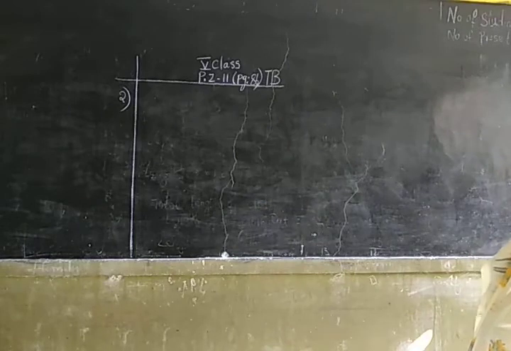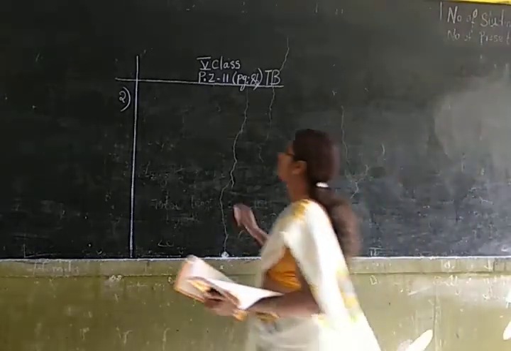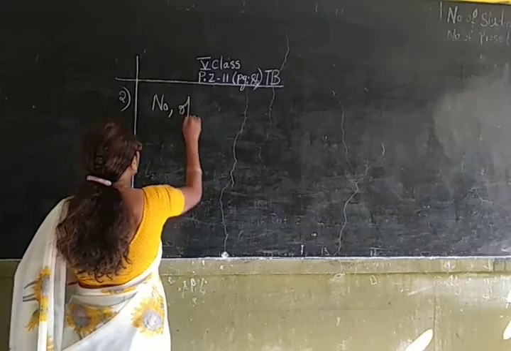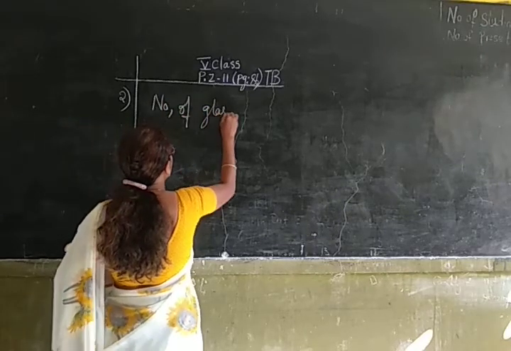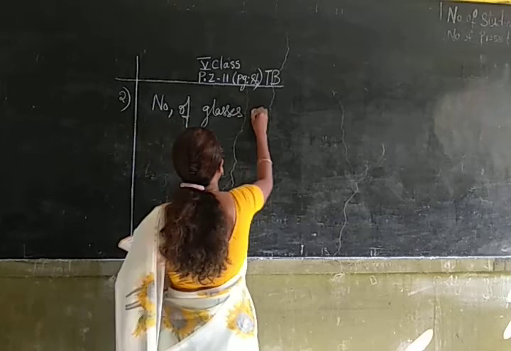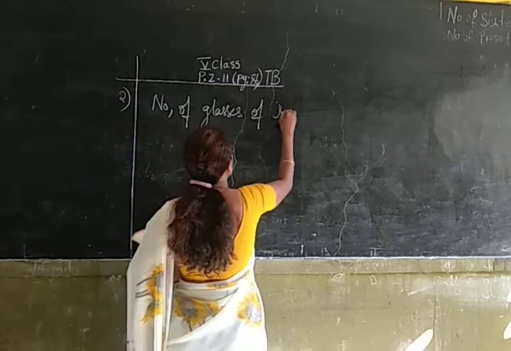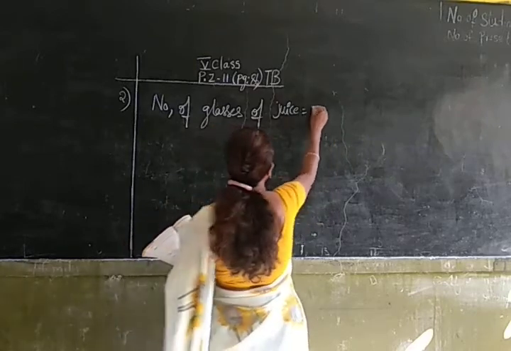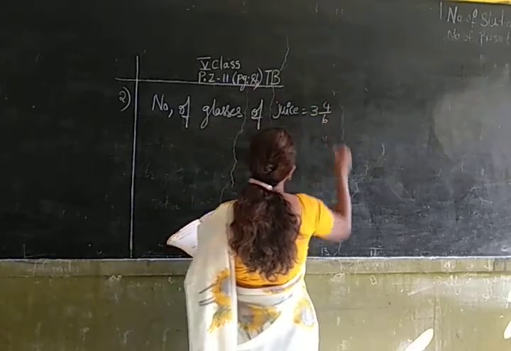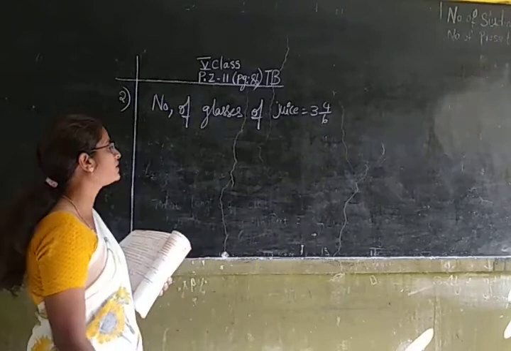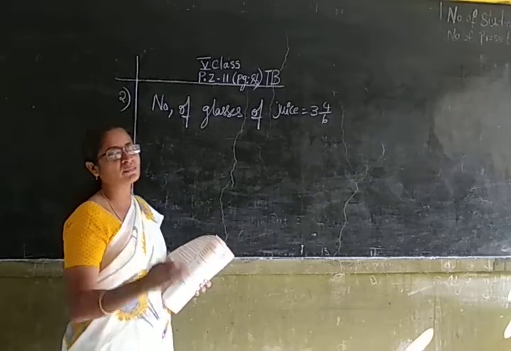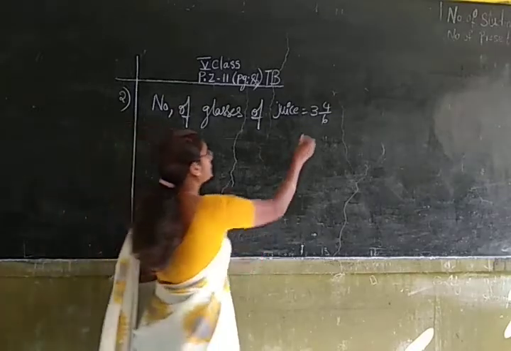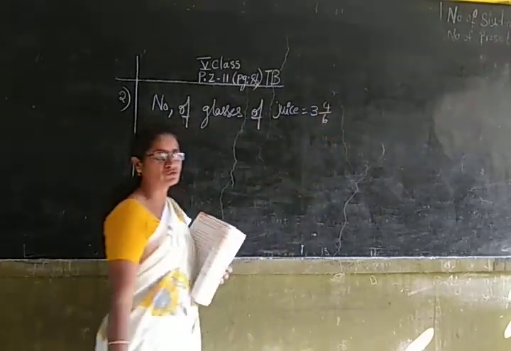Okay children. So how many glasses of juice is there? Number of glasses of juice. So the number of glasses of juice is 3 4 by 6. Now we have to find out how many 1 by 3 glasses of juice will be made from 3 4 by 6 glasses of juice.